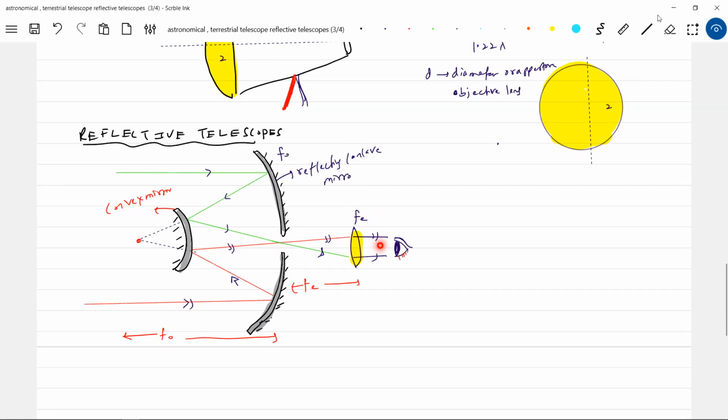Now you see what actually happens here: the object which is far away, the rays incident from it will be gathered by the reflecting surface. We know it is a reflector, and due to reflection, loss of light will be negligible. So the maximum information of the incident rays will be gathered. And we know the resolving power depends upon the intensity of light. So the resolving power will be increased. That's the one thing. Next, again, the focal length of this reflecting mirror.